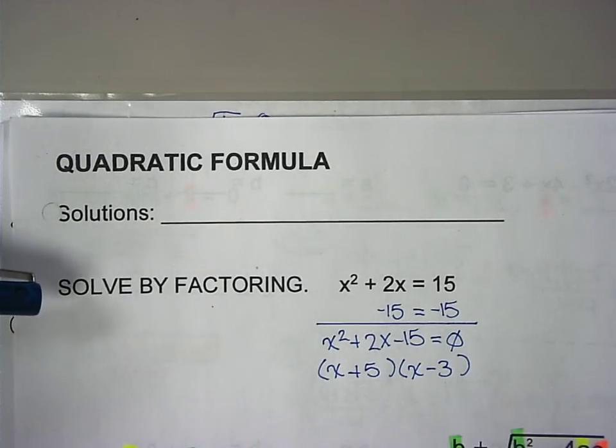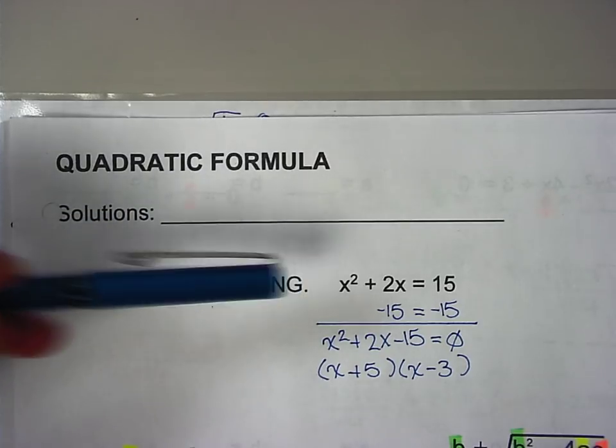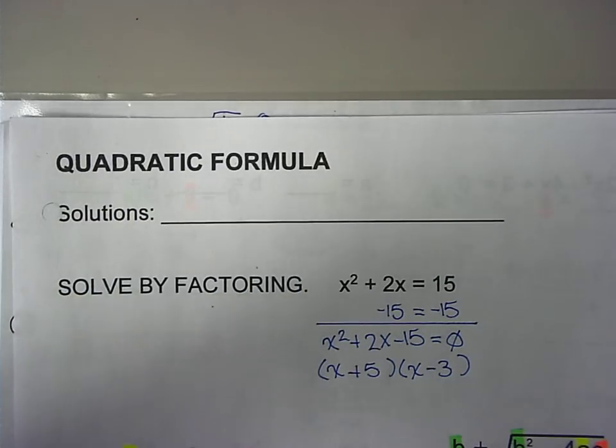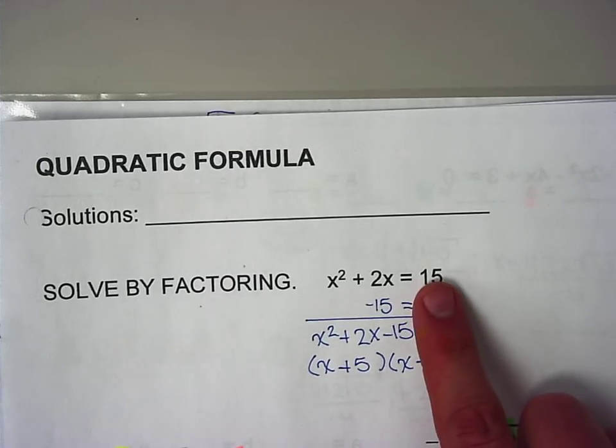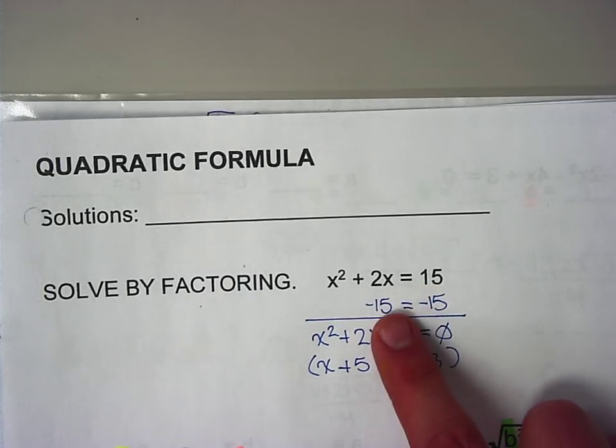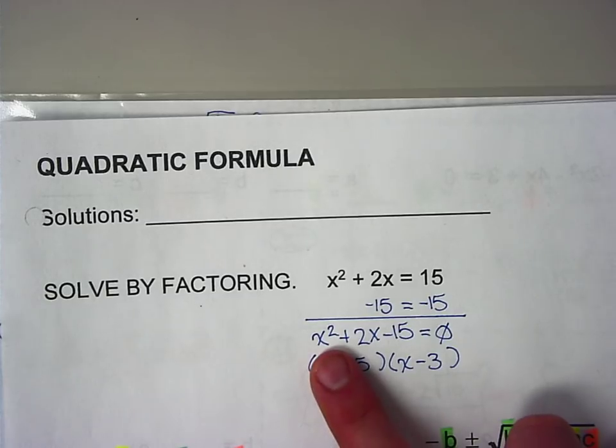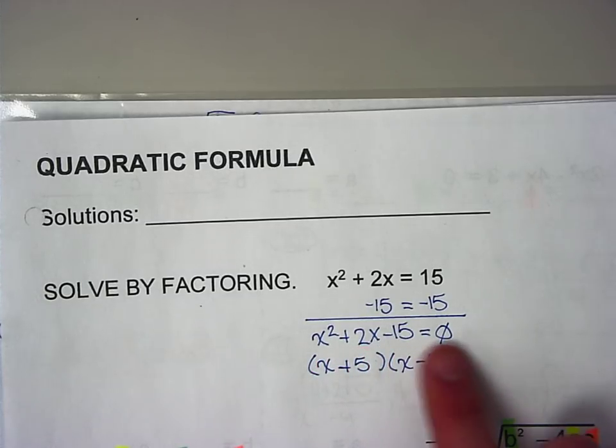We're asked to solve by factoring the equation x squared plus 2x equals 15. According to what we've been doing, the best way we know how to factor is to get everything on one side of the equal sign so that our equation equals 0. So in this case I subtracted this 15 from both sides of the equation and I end up with the equation x squared plus 2x minus 15 equals 0.